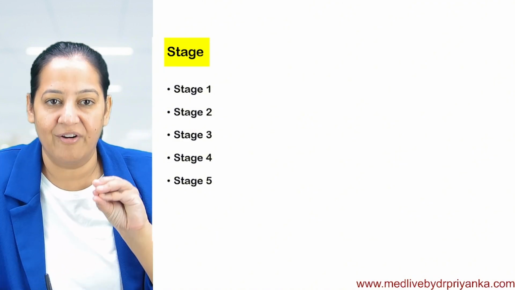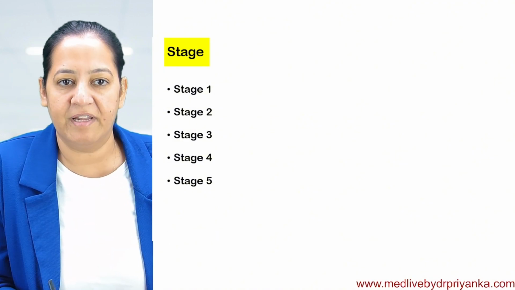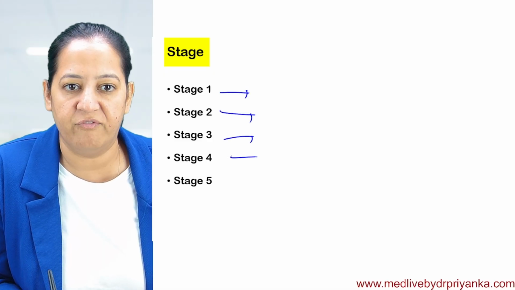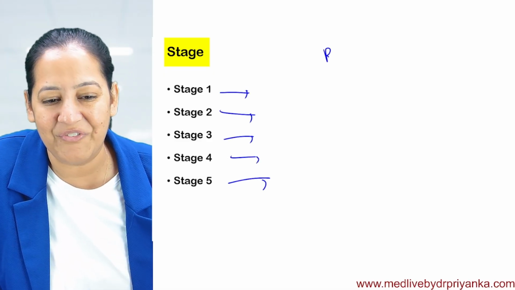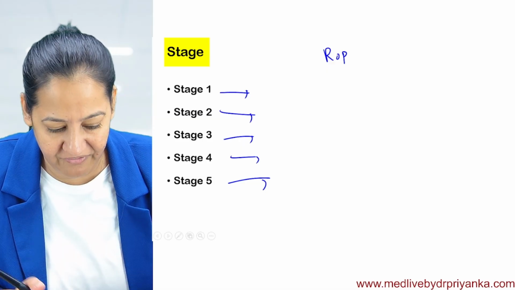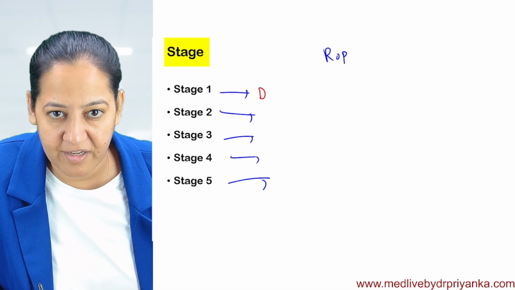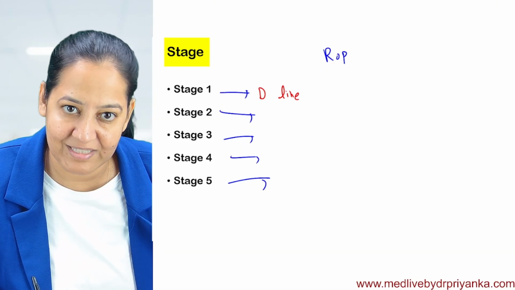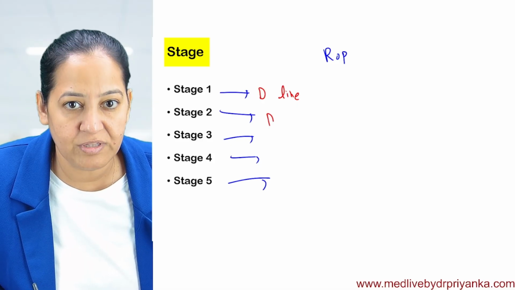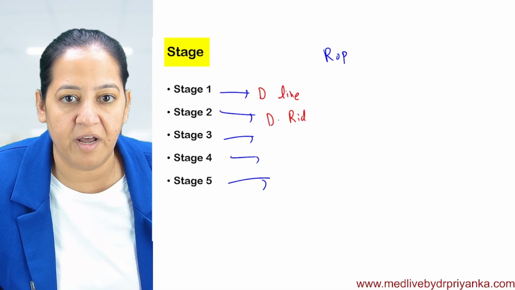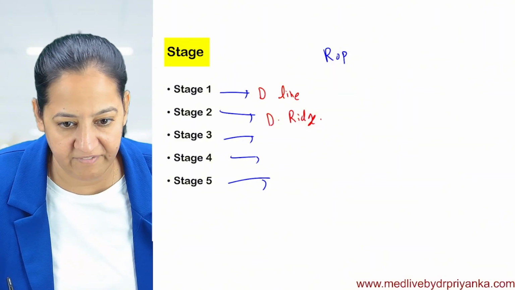So basically, we have learned 5 stages. Can we revise the 5 stages, people? Can you help me? Stage 1, 2, 3, 4, 5. The 5 stages of ROP. Tell me what is the meaning of 5 stages. In stage number 1, a demarcation line is formed between vascular and avascular retina. In stage 2, that line converts into a ridge. A demarcation ridge is formed between vascular and avascular retina.